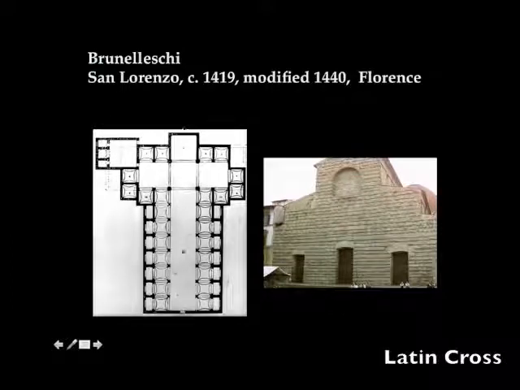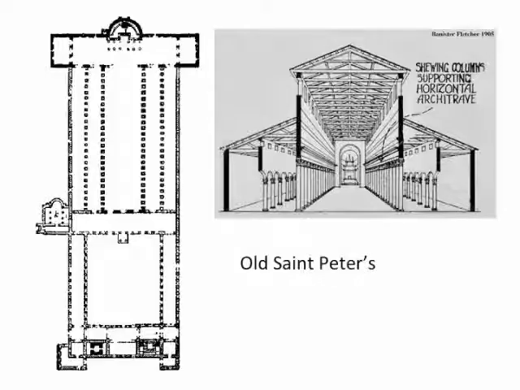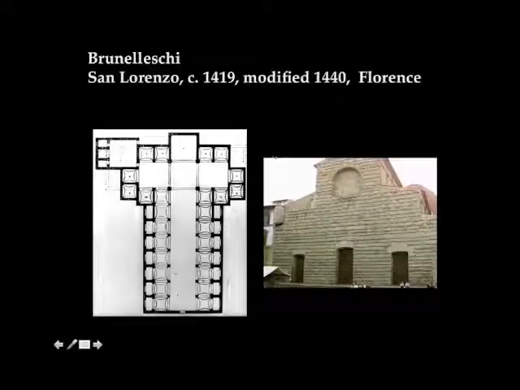And we also have a Latin cross plan, which is a plan that he would have seen during his visits to Rome. He would have seen it in the early Christian churches like San Giovanni in Lateran. He would have been able to see the old St. Peter's Church. It would have still been there. And of course, the Latin cross plan was used throughout the Gothic period. So the Duomo and Santa Croce are also Latin cross plans.